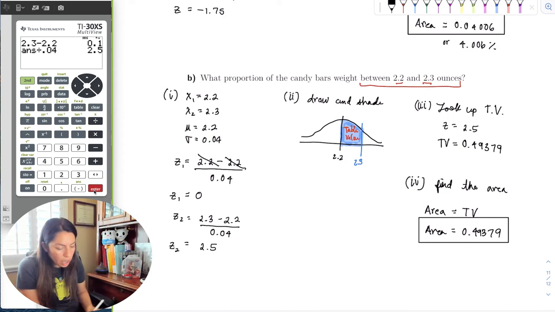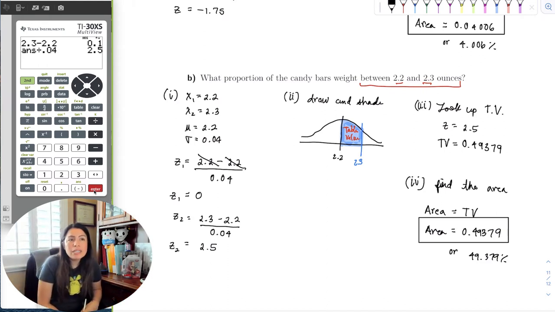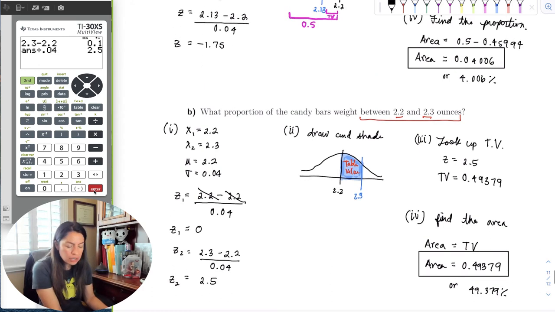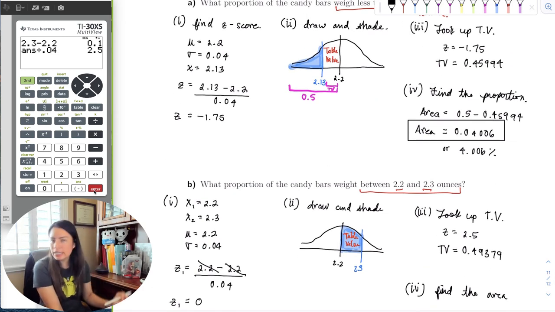Here, you could look at it as a percentage of 49.379%. So the proportion of candy that weighs between 2.2 and 2.3 is almost half, right? 50%. So they may want to change their advertised ounces to probably between 2.2 and 2.3. That's much better than the error they're getting above, right? Okay. So look, it's the same process. Notice you always need the Z-score, you need to draw, table value, area, right? It's always that mix of steps, no matter what.